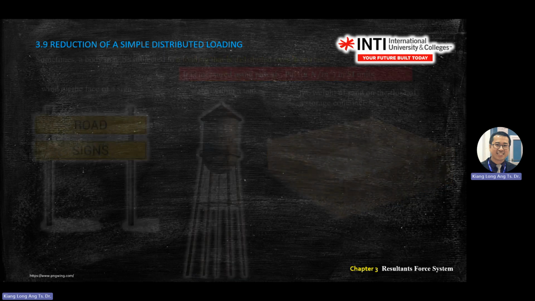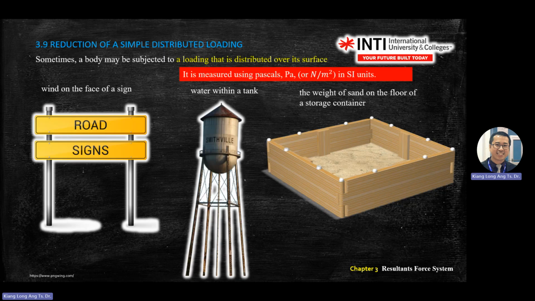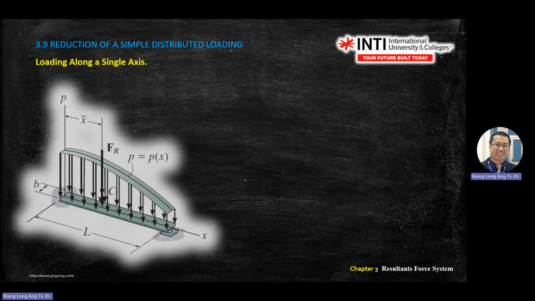When you do simulation, we are using pressure, Newton over meter square. So on the road sign, on the silo, and the concrete structures, we will use this diagram with a lot of arrows with a different distribution. You'll see a graph with this distribution. This is called distributed load.